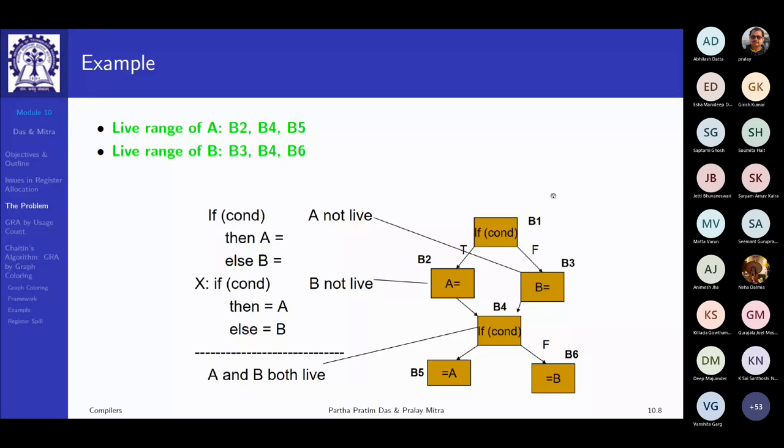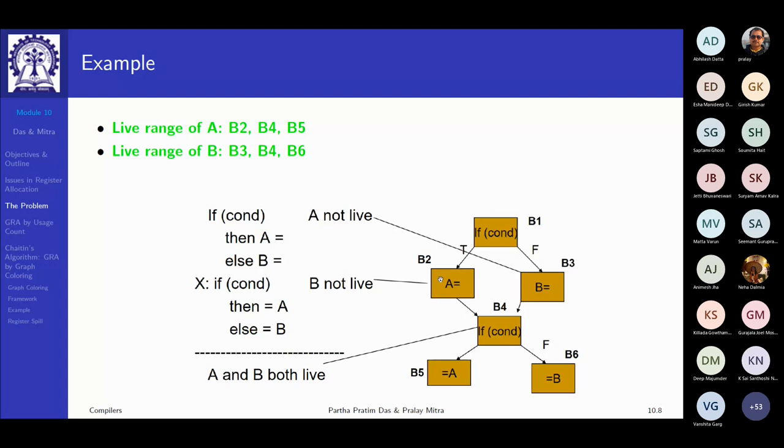So if you put it in terms of the control flow graph, this is what you'll get. If the condition is true, then A is assigned a value; false, B is assigned a value. Then both of these controls converge, merge at B4, where you again check the condition, go to B5 or B6, use A or use B. So what is the live range of A? Naturally, the live range will start when you first define it. So it starts at the definition of A in block B2.